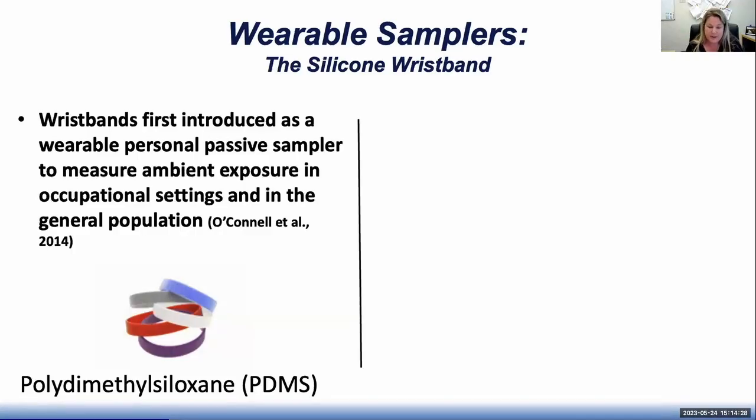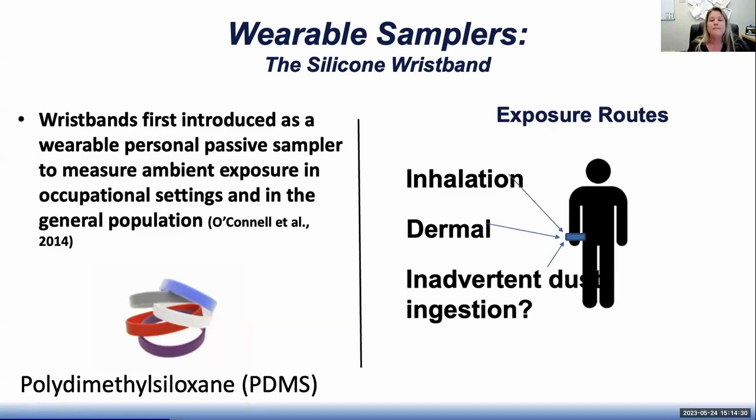It's just polydimethylsiloxane. Studies now suggest that these measurements on wristbands can provide very good predictions for internal dose. And they can integrate exposure that occurs via multiple routes, including inhalation, dermal, and inadvertent dust ingestion. However, they obviously do not serve as a surrogate for measurements of dietary exposure. And right now they primarily work for organic chemicals, not metals.